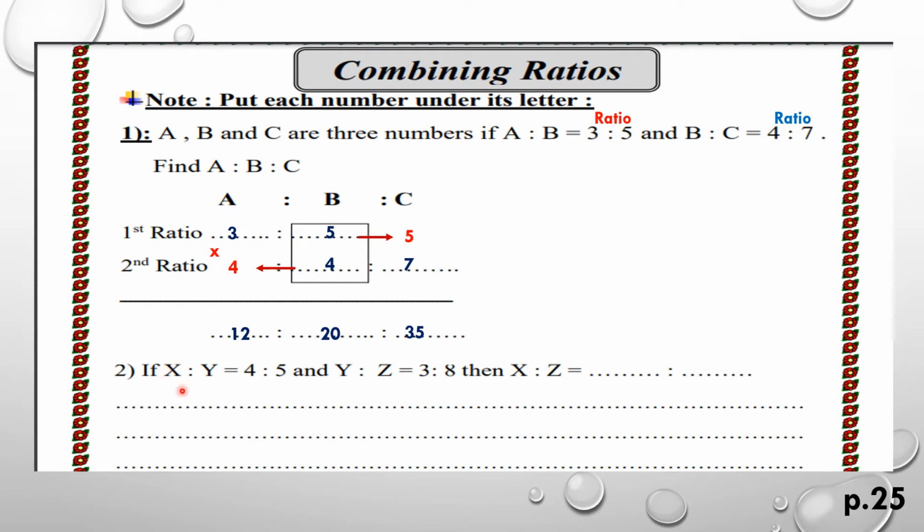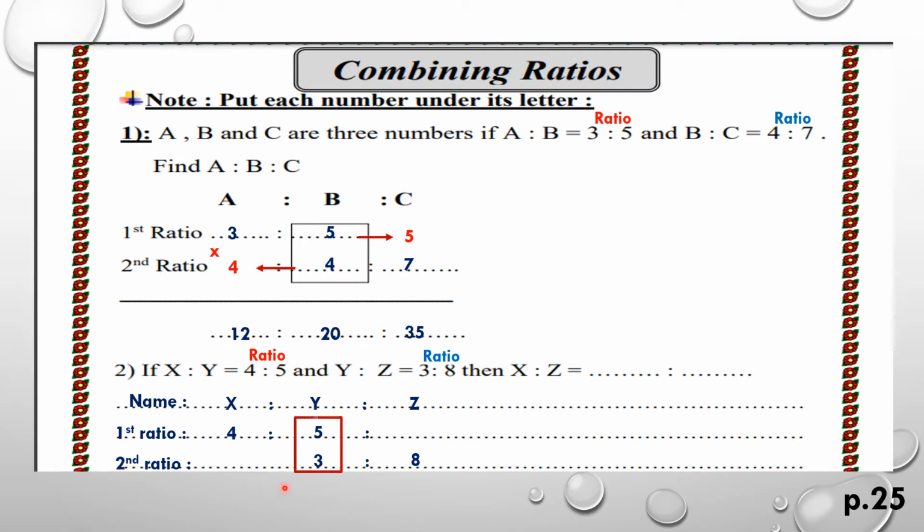Number 2. If x to y equal 4 to 5, y to z equal 3 to 8, then x to z. Here we have ratio and another ratio. How can we solve it? Name, first ratio, second ratio. The names here are x to y to z. First ratio, what do we have in the first ratio? 4 to 5. 4 under x, 5 under y. And what about the second ratio? Y to z, 3 to 8. So 3 under y, 8 under z.